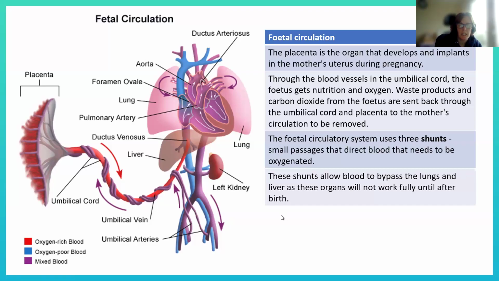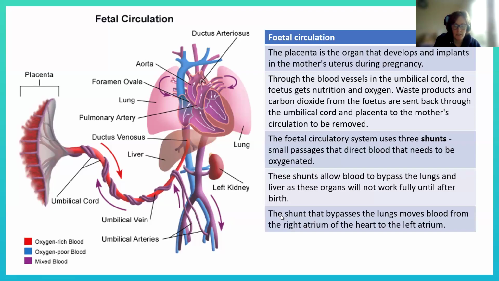What they do is they stop that blood from going to the lungs and to the liver until after the fetus is born, and they'll move the blood from the right atrium into the left atrium of the heart. So remember when we were looking at the adult heart, I was telling you there's a septum that divides them. There's 2 parts of the heart, 2 pumps, and they don't mix. However, in the fetus, the blood will cross. It can move directly from the right atrium to the left atrium through a little hole.